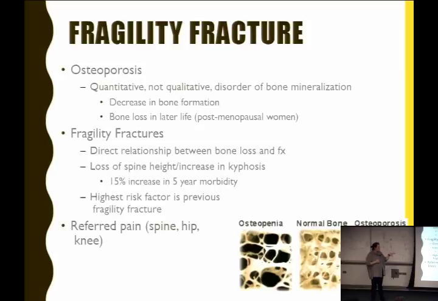We haven't necessarily changed the trabecula in the way they form, so they're still plate-like and rod-like, but we've taken away volume. And that has a lot to do with the amount of mineralization. So this is a decrease in bone formation. It's most commonly seen in postmenopausal women, but you can see it at other times. Fragility fractures involve a direct relationship with the amount of bone loss. The more bone you've lost, the more likely you are to get a fracture.